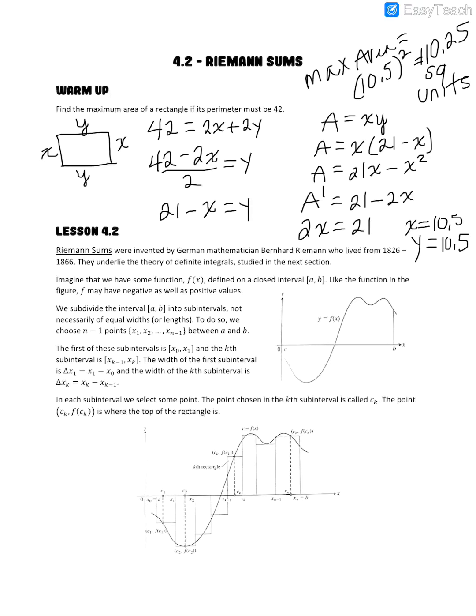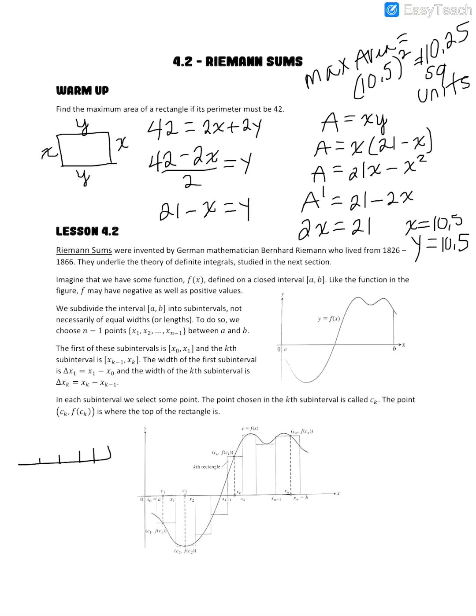Like the function in the figure, f may have negative as well as positive values, meaning sometimes it might go below the x-axis or above. We subdivide the interval a to b into subintervals, not necessarily of equal widths or lengths. To do so, we choose n-1 points, x1 through xn-1, between a and b. And the only reason there's one less than n is like if I was going to cut this box into 5 sections, I would draw 1, 2, 3, 4 lines to do that, right?